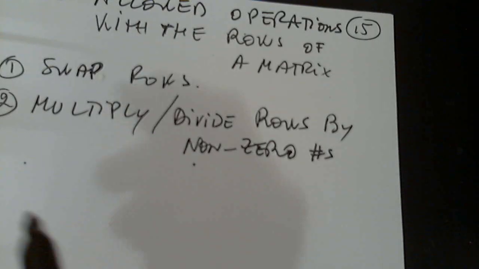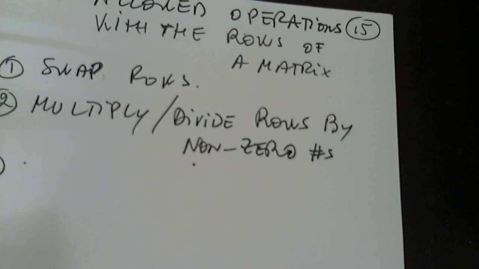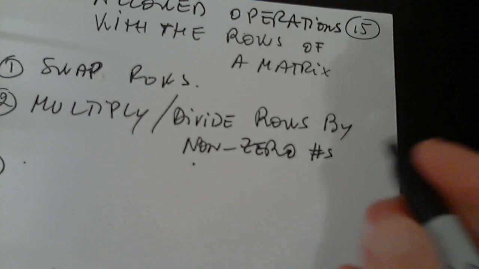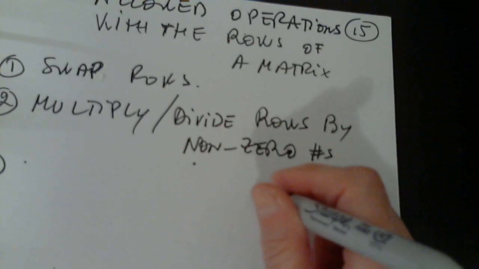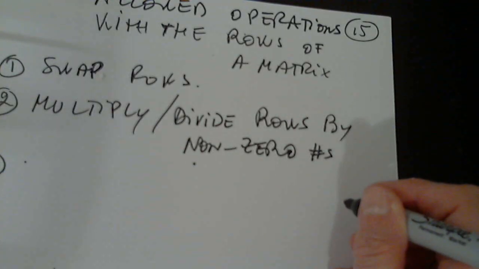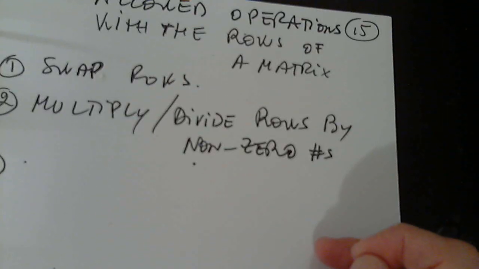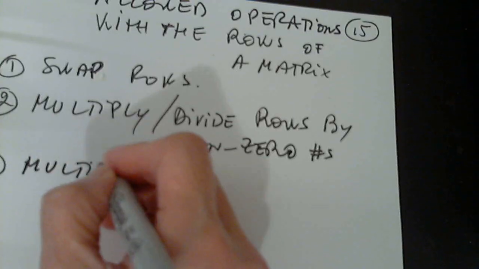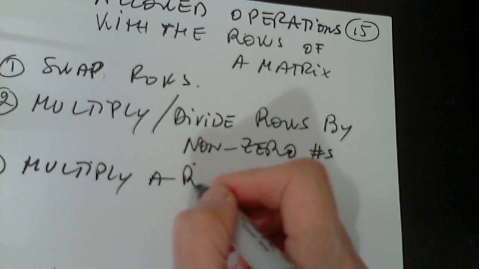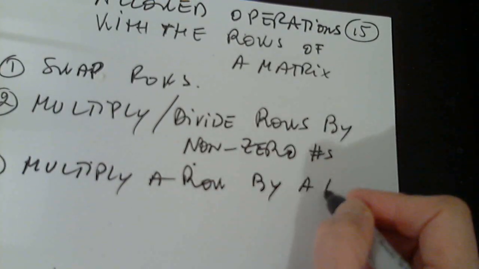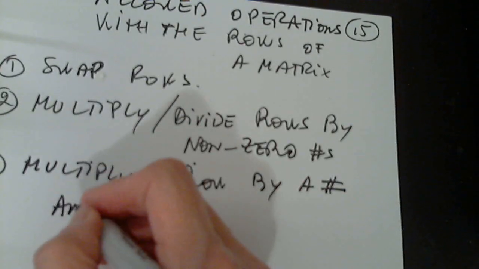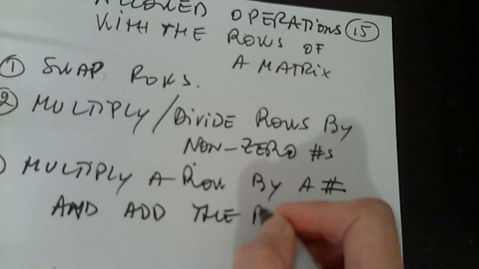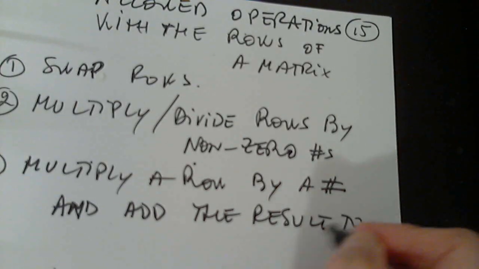There is one more. Remember when we solved 2x2s or 3x3s, whatever, we multiplied a row by something and added to another row to eliminate. So: multiply a row by a number and add the result to another row.